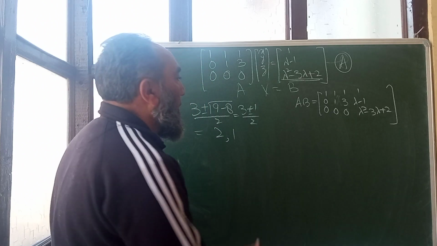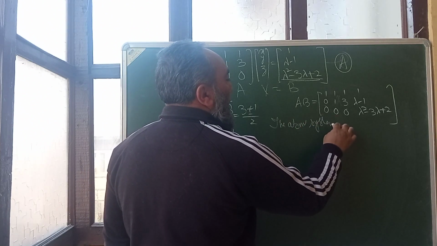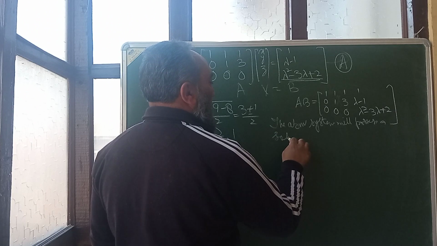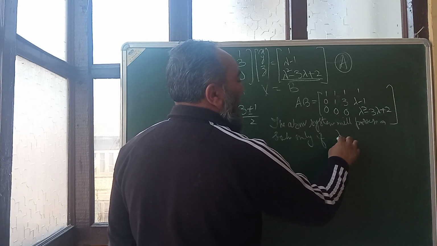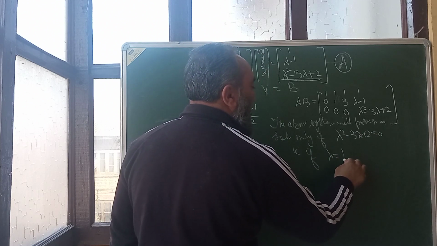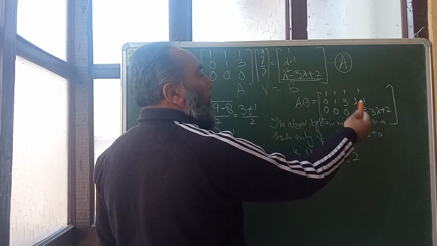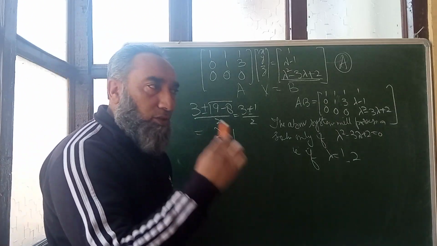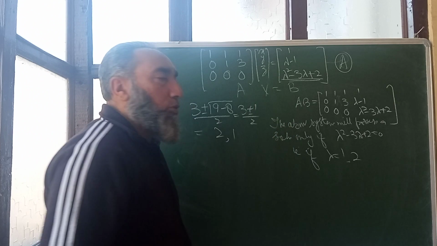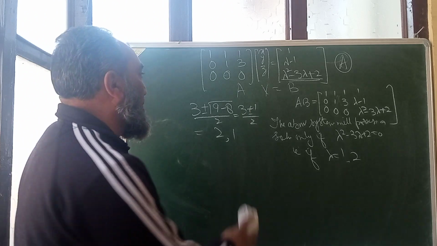Okay. So let me write down: the above system will possess a solution only if lambda square minus 3 lambda plus 2 equals 0. That is, if lambda is equal to 1 and 2. If this is 0, then rank of A is 2 and rank of AB is 2, which is less than 3, the number of unknowns, and we will have a solution. So I will have a solution only when lambda is 1 and lambda is equal to 2. Otherwise, I don't have a solution.